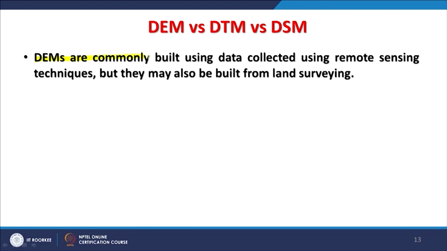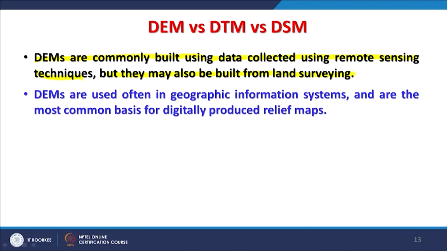DEMs are commonly built using data collected using remote sensing techniques, but they have also been built from land surveying. If I have contour lines, I can create a DEM by employing interpolation techniques. If I have point elevation data, I can, using interpolation, create a DEM, no problem. So, DEMs are used in our GIS and are the most common basis for digitally produced relief maps or shaded relief models. That is a very popular product of a digital elevation model.